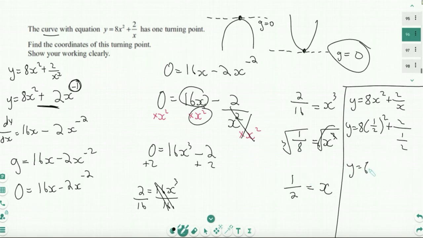Six. And that is the coordinate of the turning point. 1/2, 6. Boom.